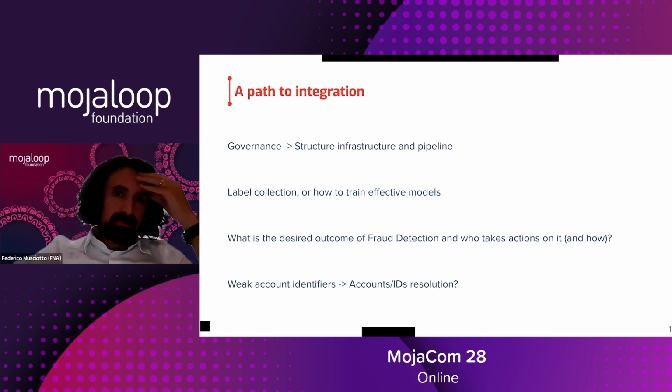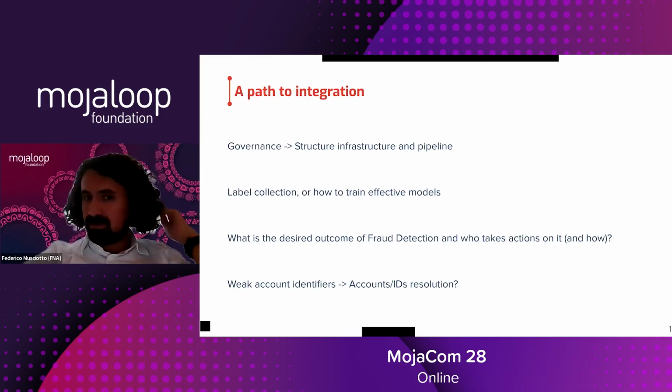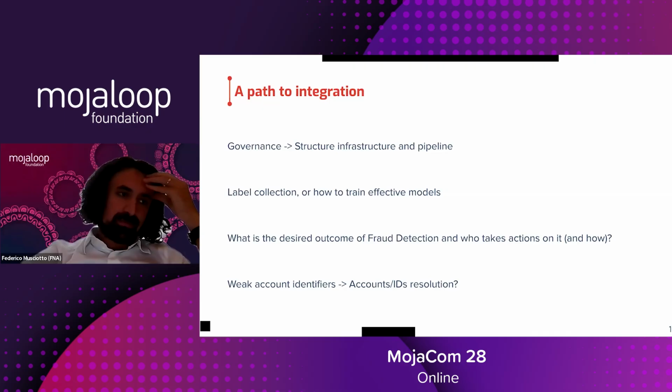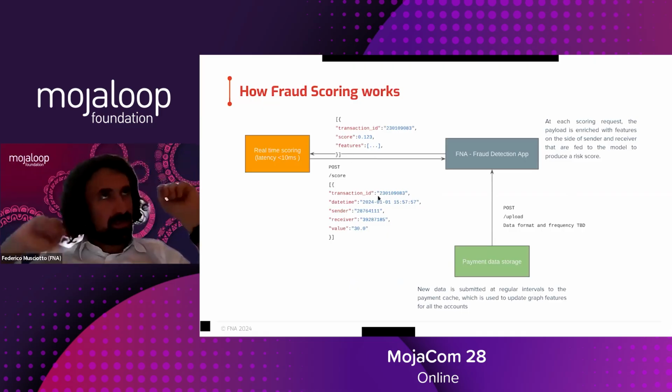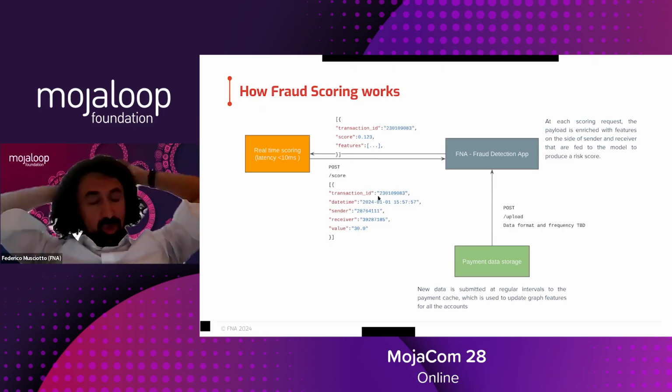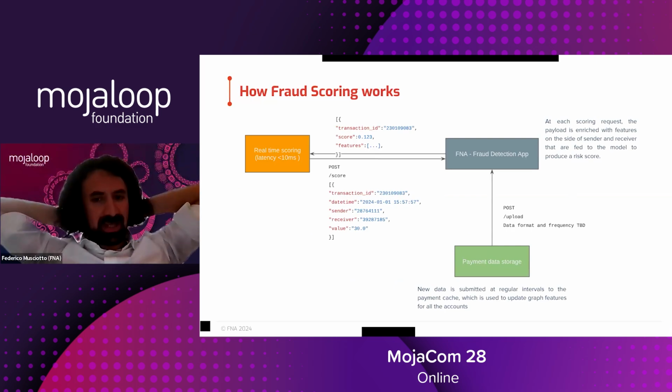James, your hand's up. Yeah, I was going to ask from a technical perspective, do you have any documentation or guides on how we would physically flow real-time transfer data from, say, the Mojoloop platform into your platform? So basically, by real time, you mean the score? Of course, we can provide you any documentation that we have around this.